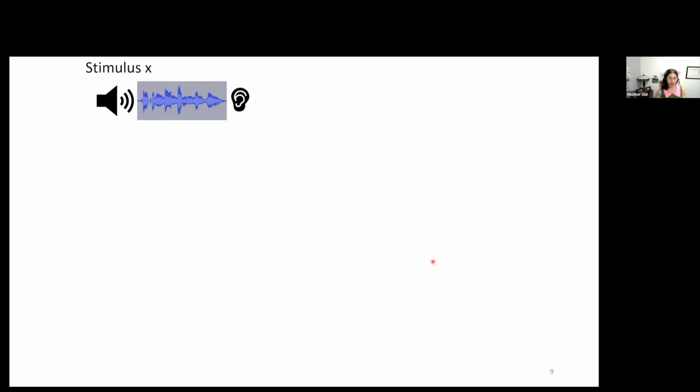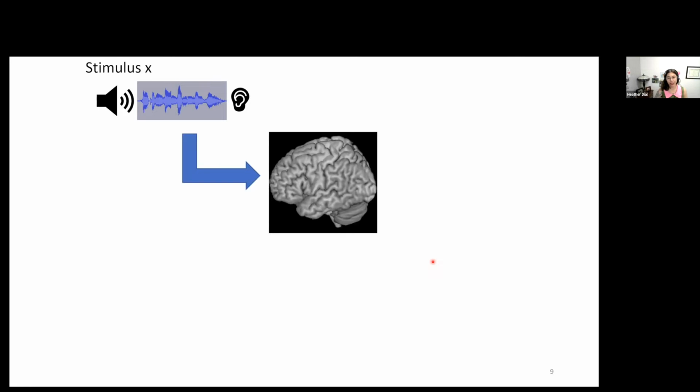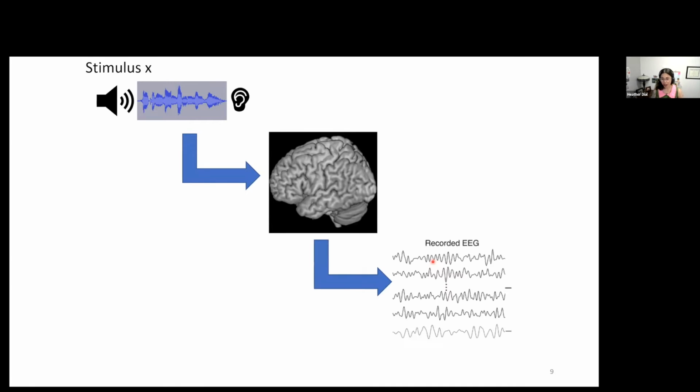We have participants listen to some sort of continuous stimulus. We'll call this stimulus X. Their brain processes this stimulus somehow, and as scientists, we're recording this activity. In this case, we're using EEG. We take the stimulus and we code it into some sort of feature space. In the example here, I have the speech envelope emphasized in this red contour. And then ultimately, we're working to derive a function that can be used to map that stimulus X onto the recorded EEG.